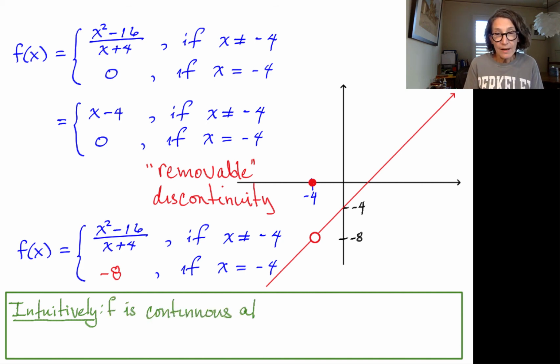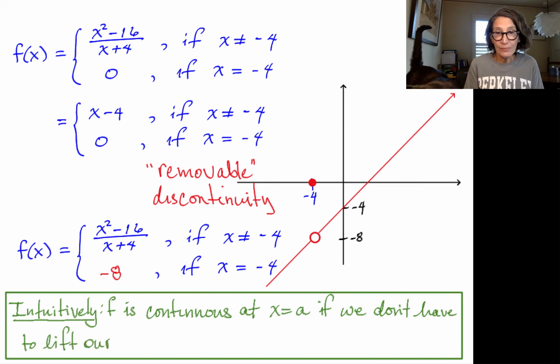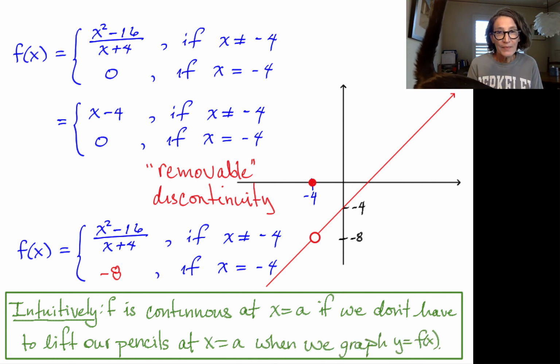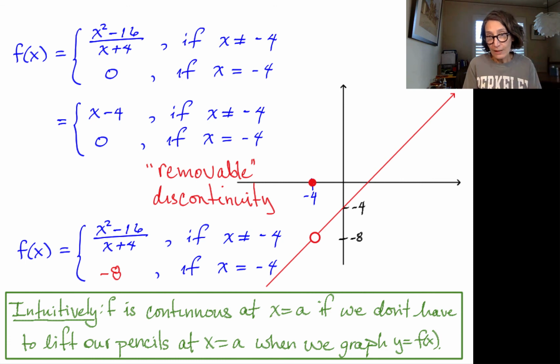graphically. We can say that f is continuous at x equals a if we don't have to lift up our pencils when we graph the function y equals f of x. So notice in this picture right above the piecewise function, I did have to lift up my pencil at x equals negative 4. I had to remove a point and then put it down somewhere else. So it was discontinuous at negative 4.